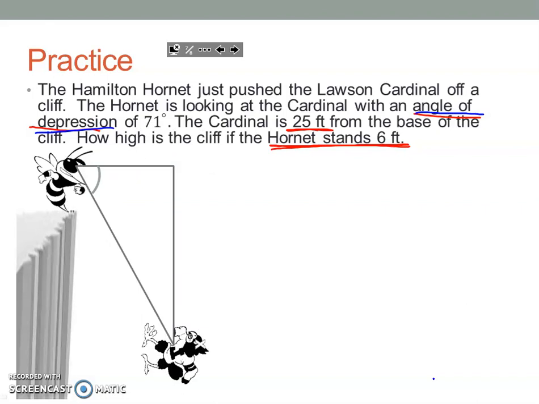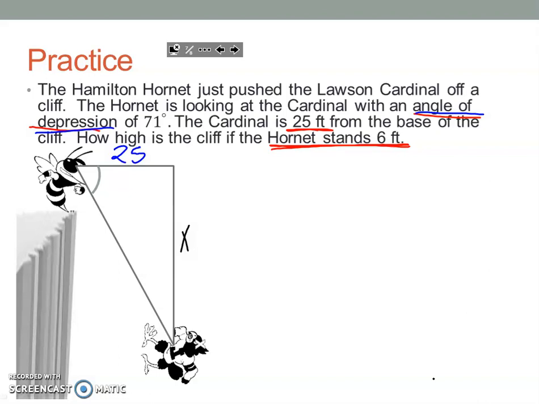Now if the cardinal is 25 feet from the base, you're not wrong that this distance is 25 feet. But you simply need to move this distance that you've found up. That just tells us that the distance right there up top is 25 feet. We were trying to figure out how tall the cliff is, how high the cliff is. So our x is going to be on this opposite side over here.